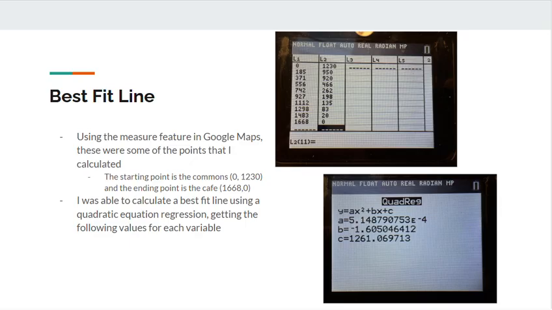These are the variables that I got. For A, it was 5.148790753 e to the negative fourth, unsurprisingly, considering that the y values continuously get lower as the x values get higher. For my B, it was negative 1.605 over 6412, and my C variable was 1,261.069713. Again, not surprising considering that our first point was 1,230.